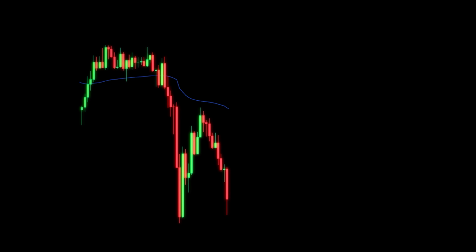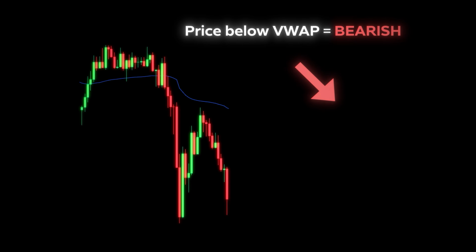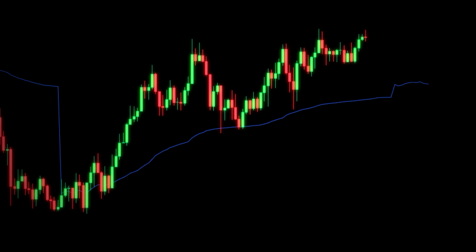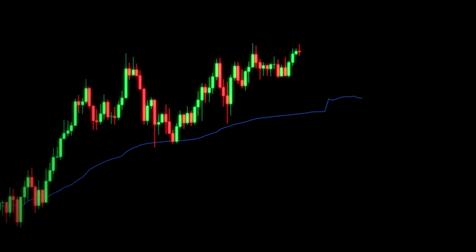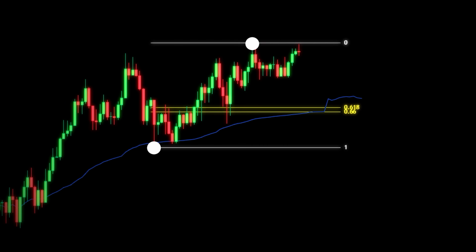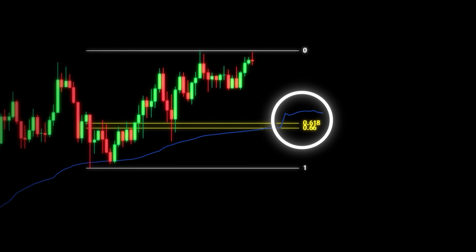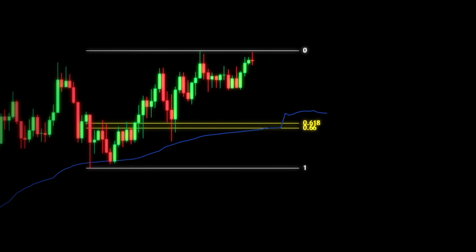We start with price trading below the VWAP, a clear bearish bias. Then price breaks and closes above the VWAP and begins to hold it as support. That's our first clue that sentiment just flipped bullish. Now we look for confluence, supporting evidence that this market is looking to continue to the upside. I anchor my Fibonacci retracement tool from the most recent swing low to the swing high. And look at that. The 618 level lines up almost exactly with the VWAP. Now that's what we call confluence.